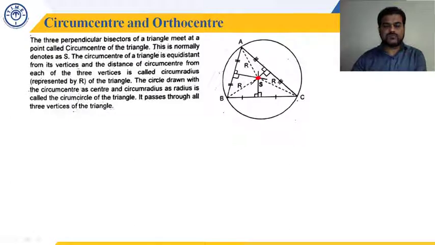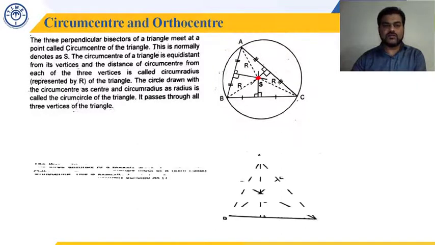Circumcenter is equidistant from all the three vertices of the triangle.